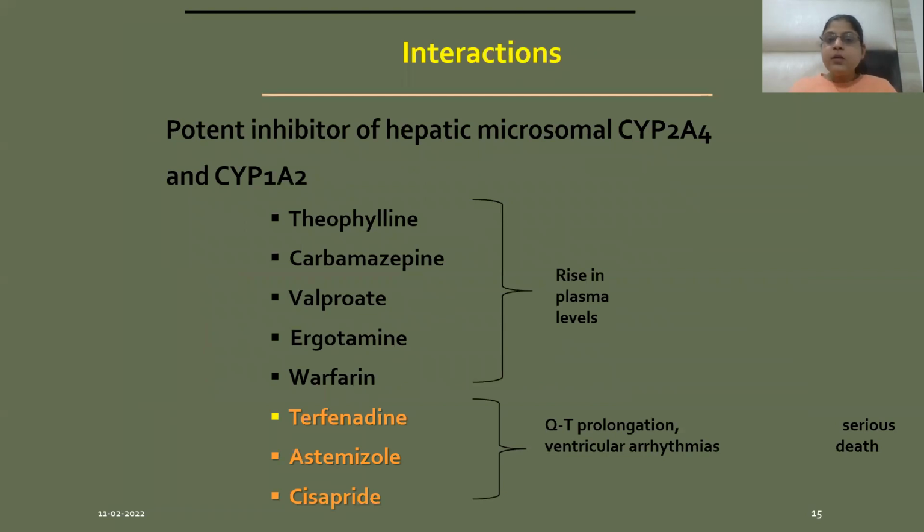Interactions: it is a potent inhibitor of hepatic microsomal cytochrome P3A4 and cytochrome P1A2 inhibitors. So levels of theophylline, carbamazepine, valproate, ergotamine, and warfarin will rise in the body, leading to various side effects. Terfenadine, astemizole, and cisapride, which are antihistaminics and prokinetics, cause QT prolongation and ventricular arrhythmias when the levels of these drugs increase in the body, because of the cardiovascular side effects and the serious side effects, death can occur.